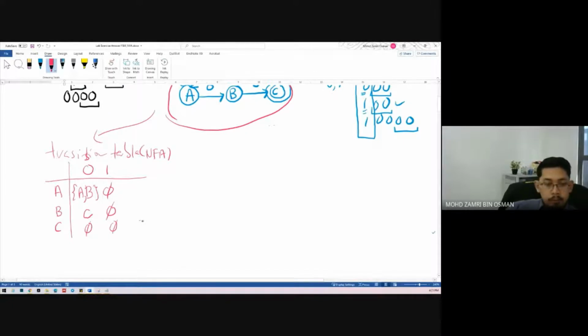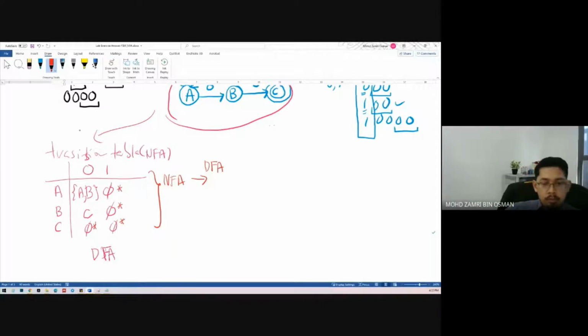If we refer to this as a DFA, it's not a DFA, because in this transition table it has a phi, and we don't have this in the DFA. So how can we transform the NFA transition table into a DFA transition table?